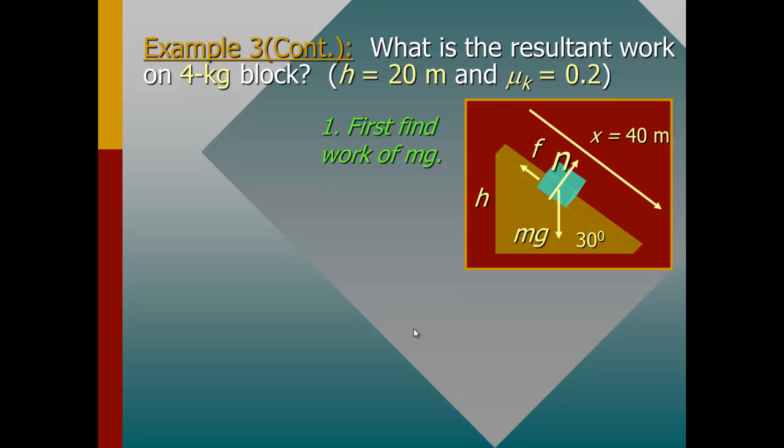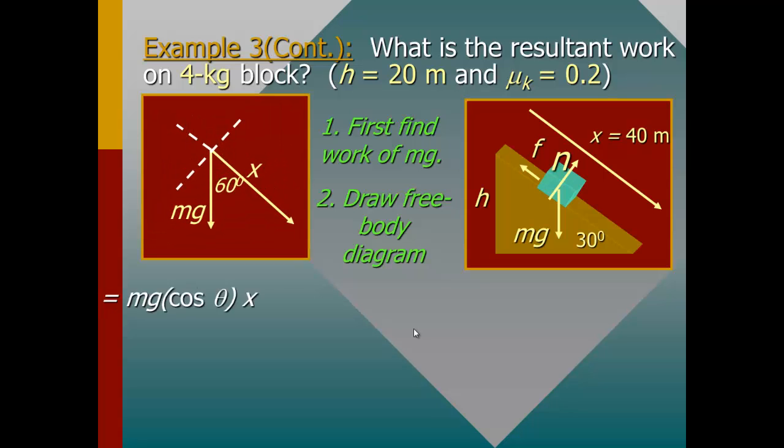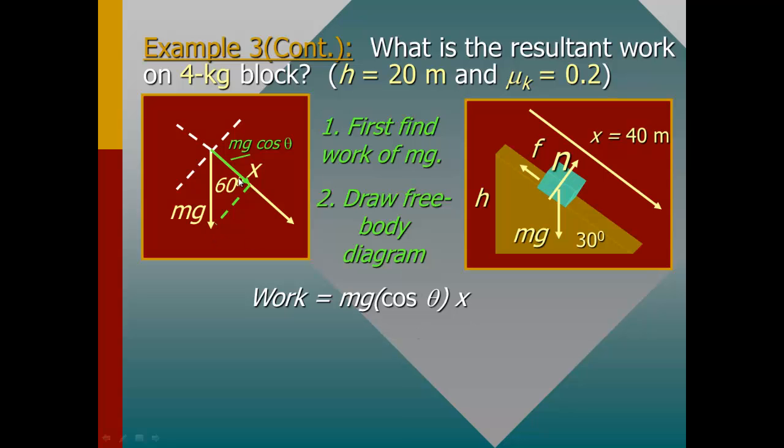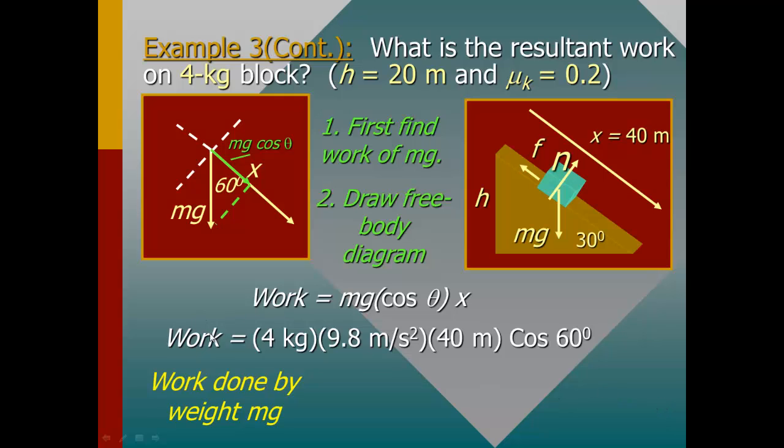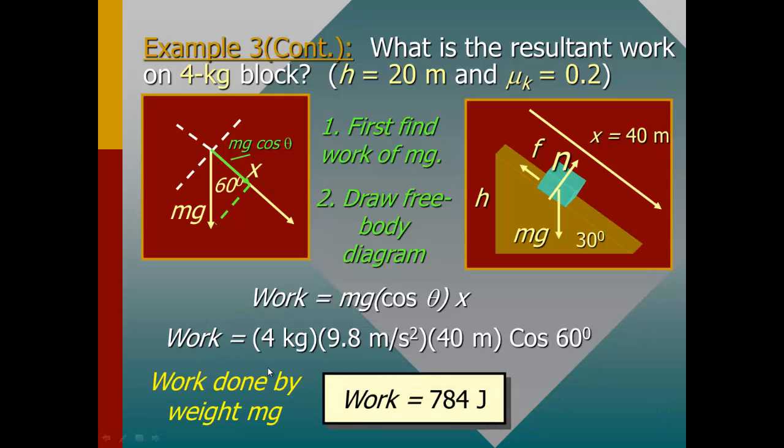So we want to find the work of weight, and remember it's the mg sine theta from our previous problems. In this case, they use the complementary angle, which is 60. So mg cosine of 60 is the same as mg sine of 30. So we can find the work done by the weight mg, and that's equal to 784 joules. And that's positive work because it's along the displacement. So gravity's pulling it down, and x is going down in that same direction.